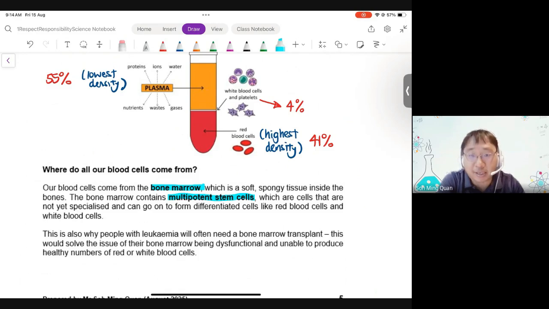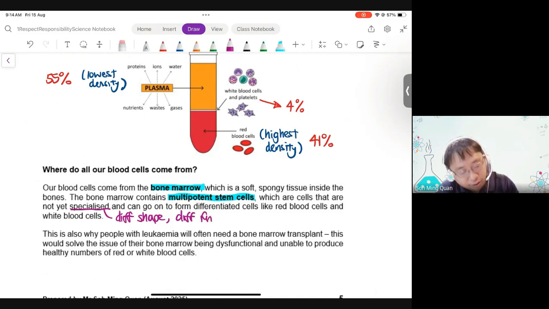Stem cells are cells that are not specialized, which is quite interesting because most cells are specialized. Most cells have different shapes, have different functions, right? So specialized means different shape, different functions. But stem cells are not like that. Stem cells do not have different shapes, they do not have different functions.